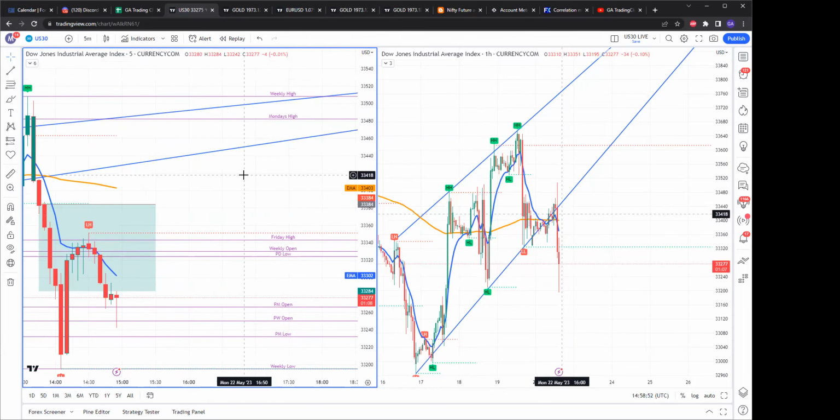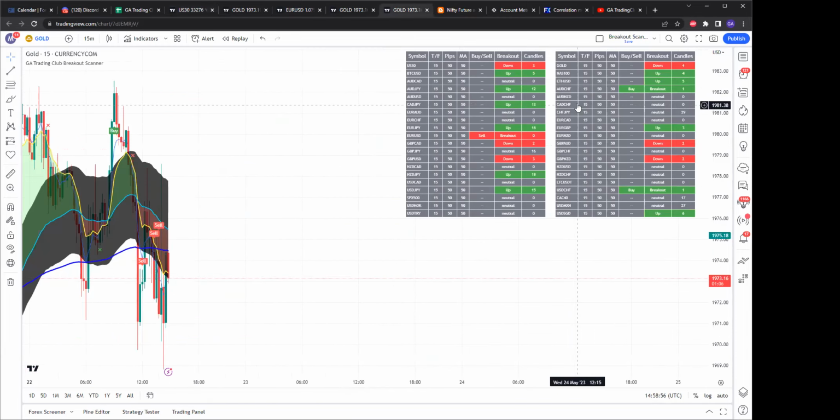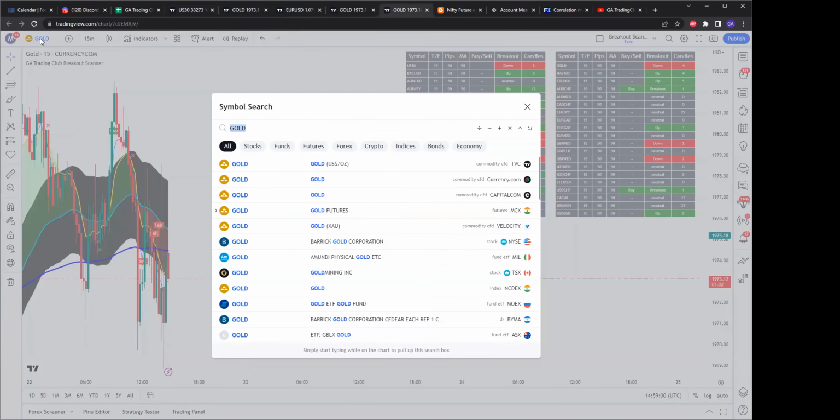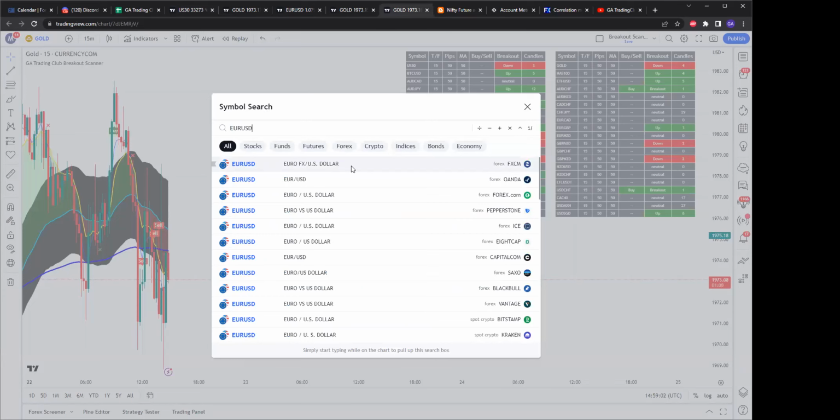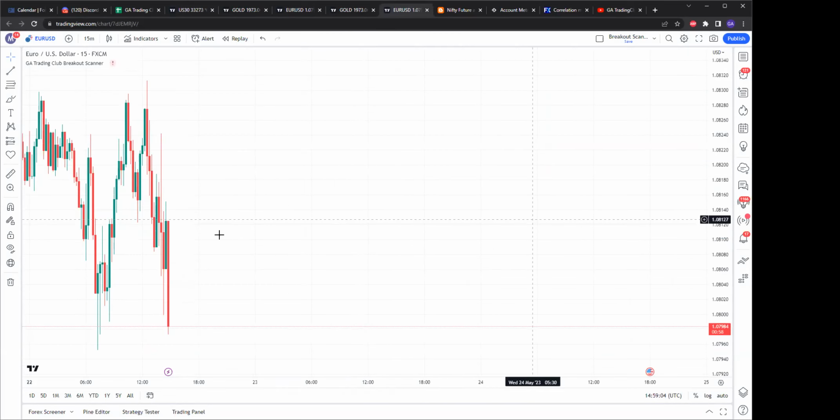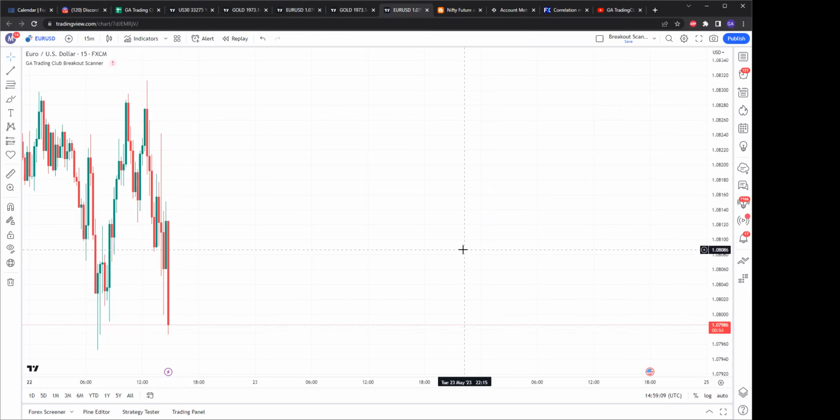Yeah, what else? Let's see if we can get what we have on the breakouts today. So EU is breaking out for a sell. Let's come here, change this chart to EU and see what we have. I definitely do see a sell, this huge bearish candle on EU.